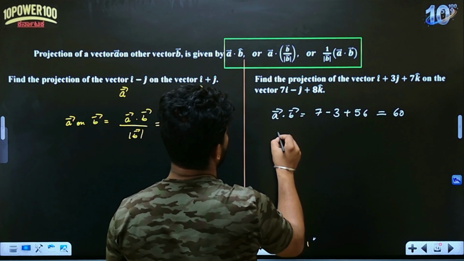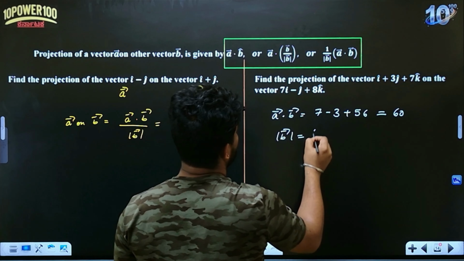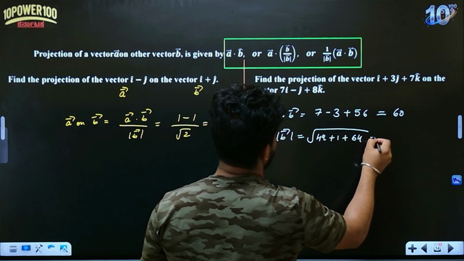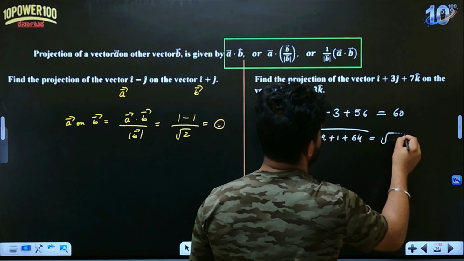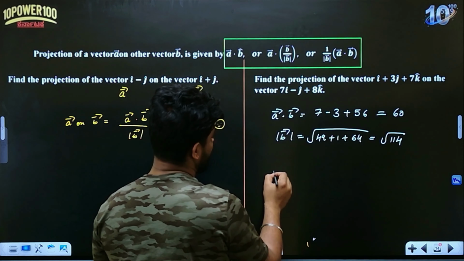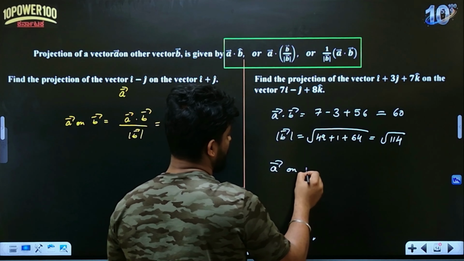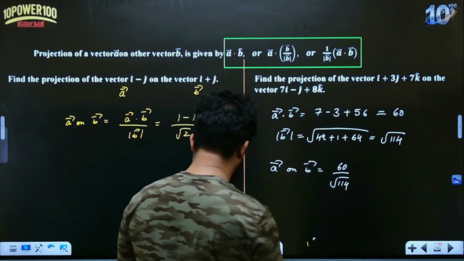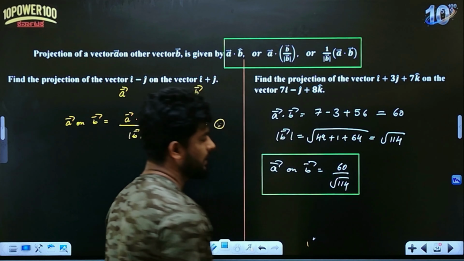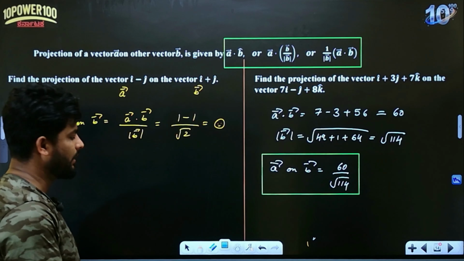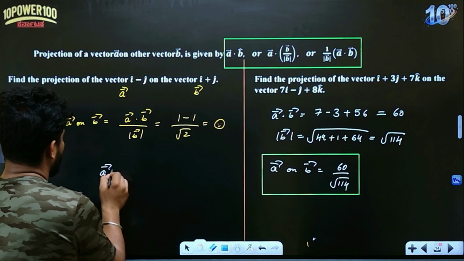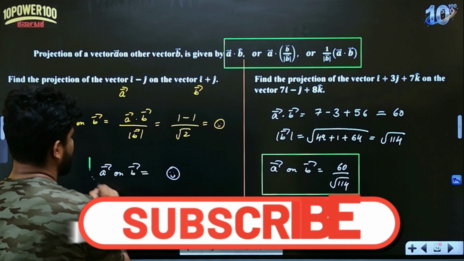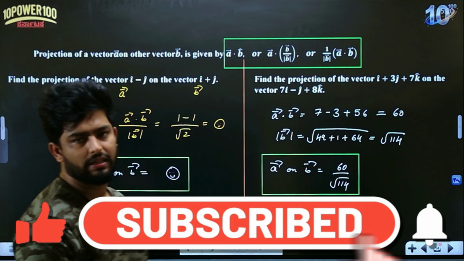Okay, so next, the magnitude of vector b. So the magnitude of vector b is equal to 7 squared is 49, plus 1, plus 64, so 114. So projection of a on b is equal to 60 by root 114 is the final answer. In the previous case we got 0, which means the projection of a on b is equal to 0. Okay, so don't just keep it as it is, write the conclusion that they are perpendicular.